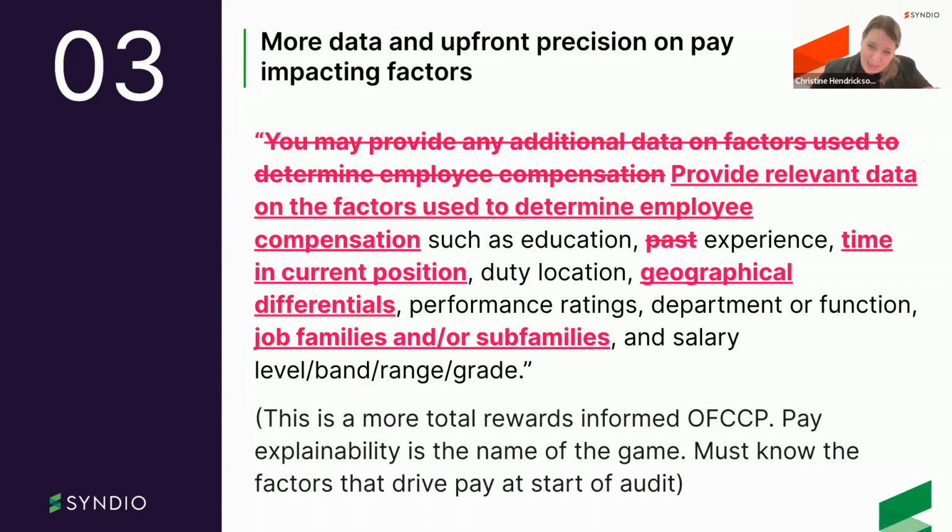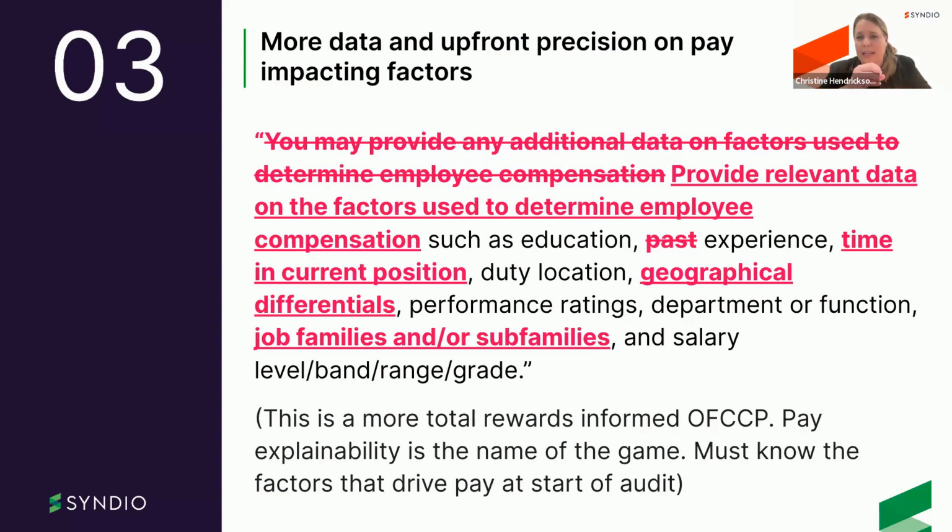Well, why does this matter if you're a total rewards leader? It matters a lot for a couple of reasons. It matters because this is a much more total rewards informed OFCCP. They're talking about job families and subfamilies and geographic differentials. So one of the things that has changed is that the OFCCP is much more total rewards informed than they have been in the past.